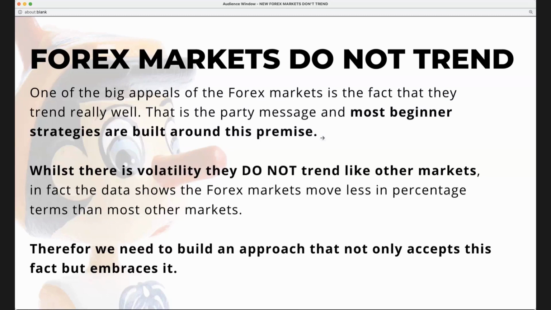Okay, because actually, whilst there's volatility in the FX markets, they don't actually trend like other markets. In fact, data shows the Forex markets move less in percentage terms than other markets. Therefore, we need to build an approach that not only accepts this fact, but actually embraces it.